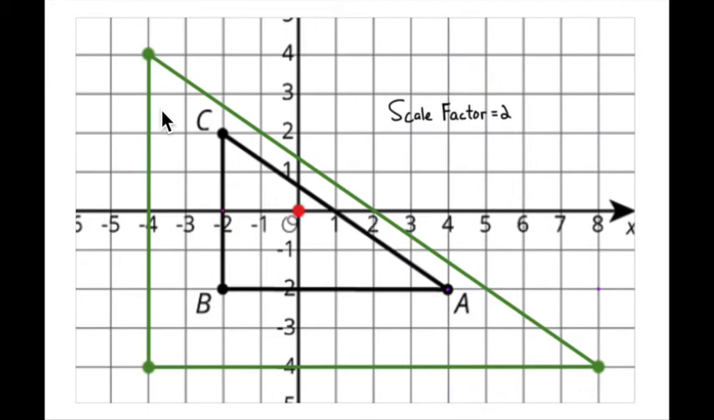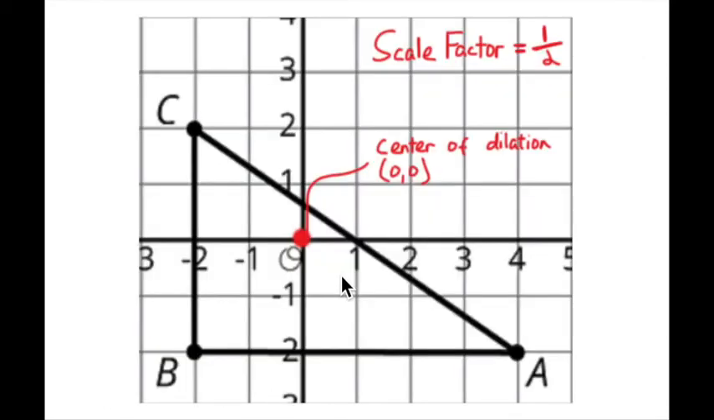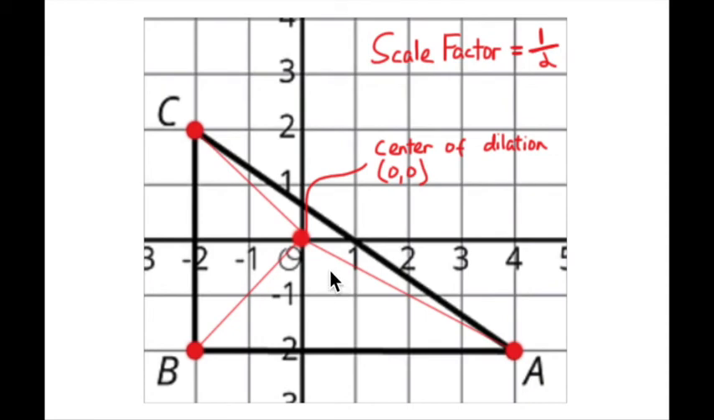Now the problem asks you to take triangle ABC and use a scale factor of 1/2. So now we're going to shrink it by 1/2. We're going to draw lengths from the center of dilation to each vertex and cut that length in half, and get a dilated triangle A double prime, B double prime, and C double prime that has a scale factor of 1/2. So I connect each vertex with the center of dilation, and then you just take 1/2 that length.